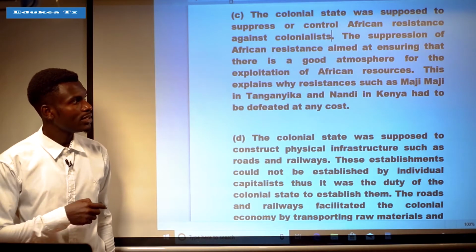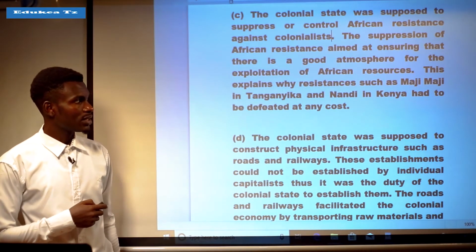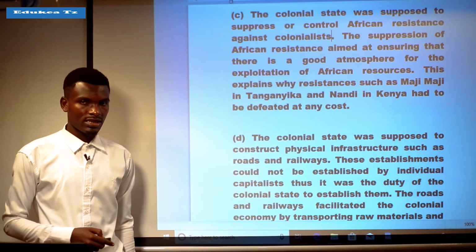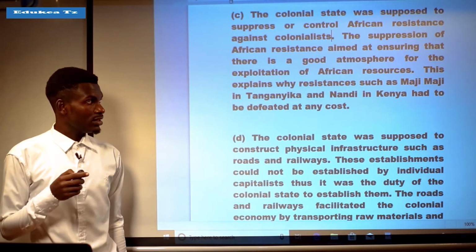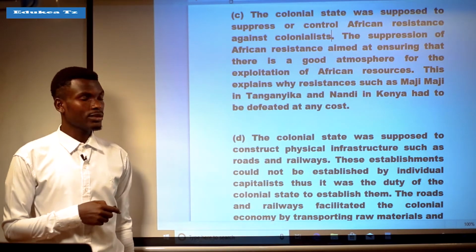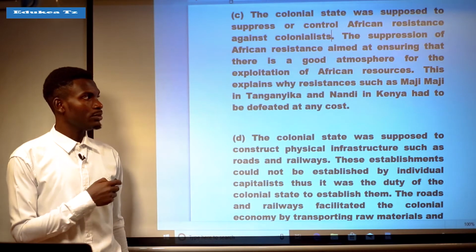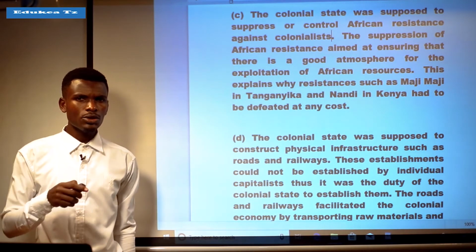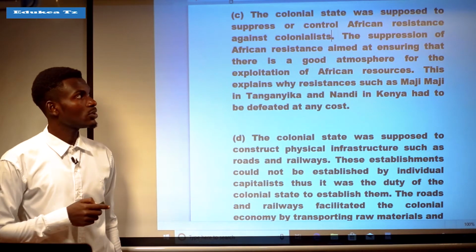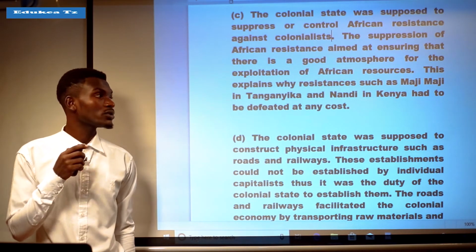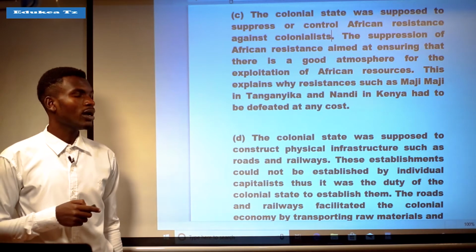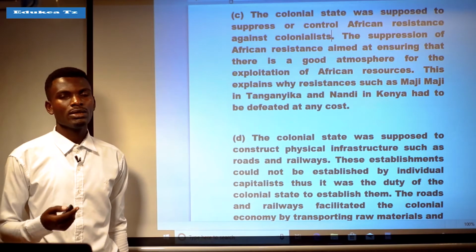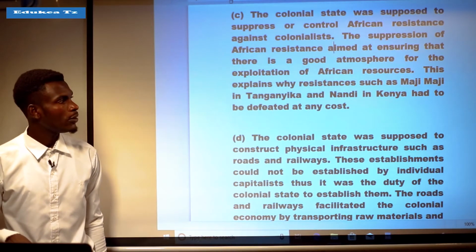This explains why resistance such as Maji Maji in Tanganyika and the Nandi in Kenya had to be defeated at any cost. It means that they fought the African resistance in order to ensure that colonial interests were protected, and they waged war at any cost to defeat and suppress the African resistance.